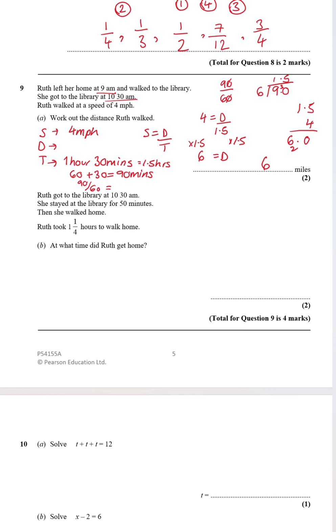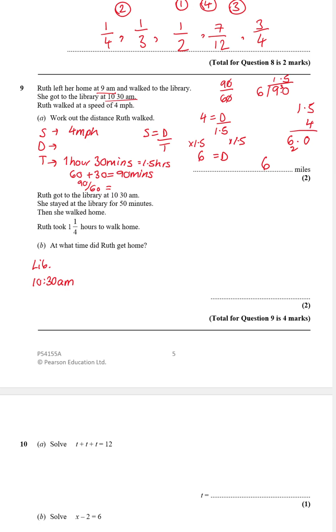Ruth got to the library at 10:30 a.m. and she stays at the library for 50 minutes. She then walked home. She took 1 1/4 hours to walk home. When did she get home? So she was at the library at 10:30 a.m. She then stays at the library for 50 minutes.